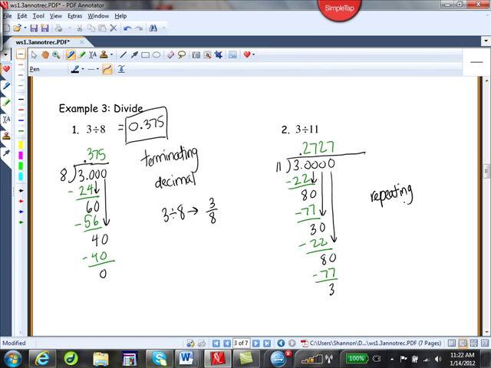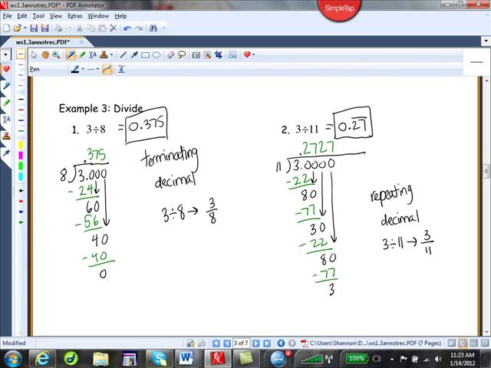Do you see that 3 divided by 11 is a rational number? It fits the definition. 3 divided by 11 is the same as 3 11ths. 3 is an integer, 11 is an integer, so we have a rational number. So it turns out that repeating decimals are also rational numbers. I like to write it like this, where you put the line over the repeating part of the decimal. And again, the 2 7 repeated.